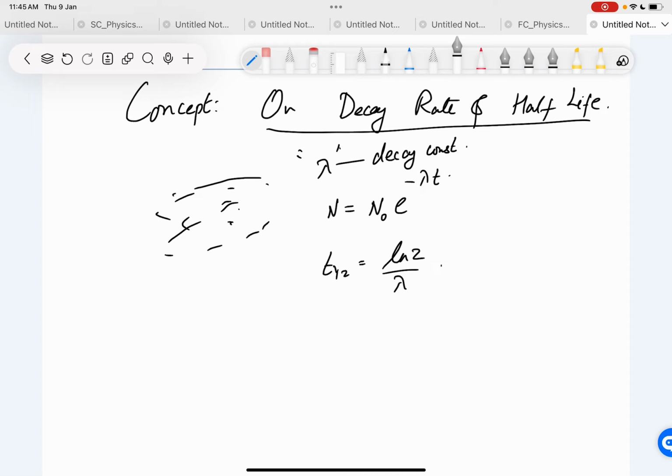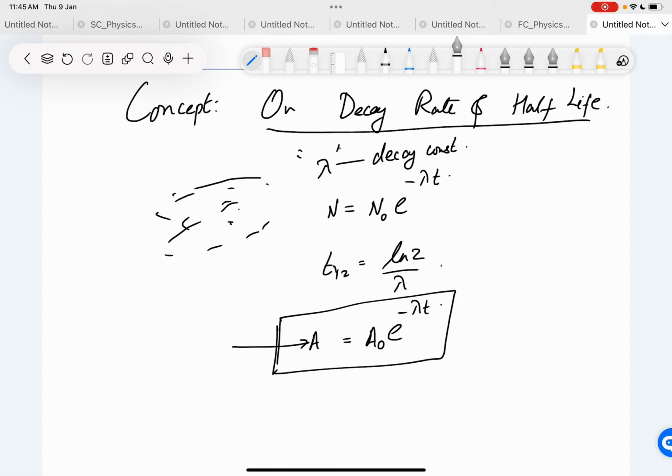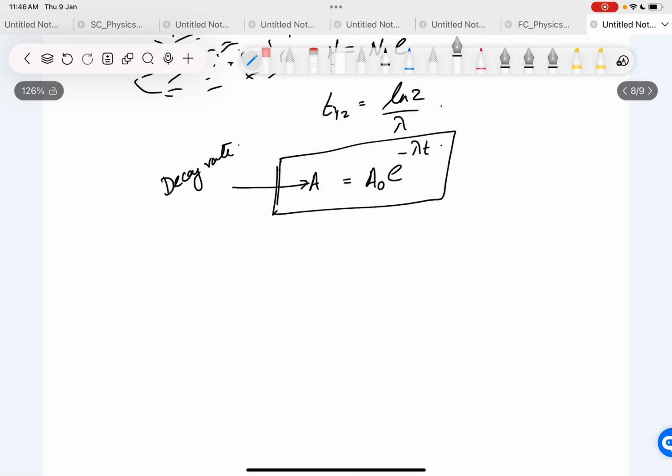And what about the decay rate? The decay rate is also known as the activity. The symbol is capital A. It is the initial activity times e power minus lambda into t itself. It is the number of disintegrations which occur per second or per unit time. We'll simply call it a decay rate. So as the time passes, the decay rate also will decrease. Initially you have a very high decay rate. Initially a large number of molecules will be undergoing decay per unit time.